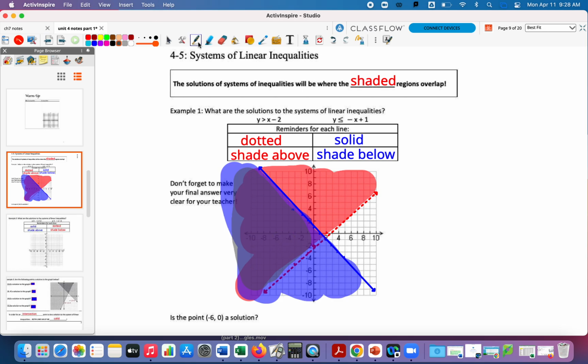That's it. They might even give you a few follow-up questions. Is this point a solution? So -6, 0 would be right here. And yeah, that's in the shaded region where they're overlapping. So this would be a yes.